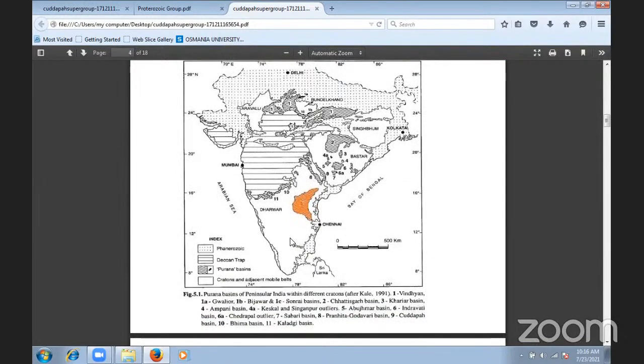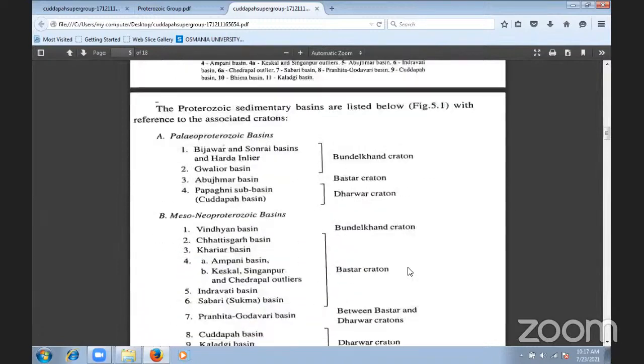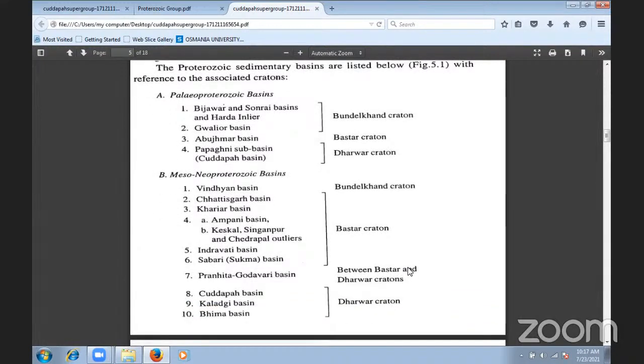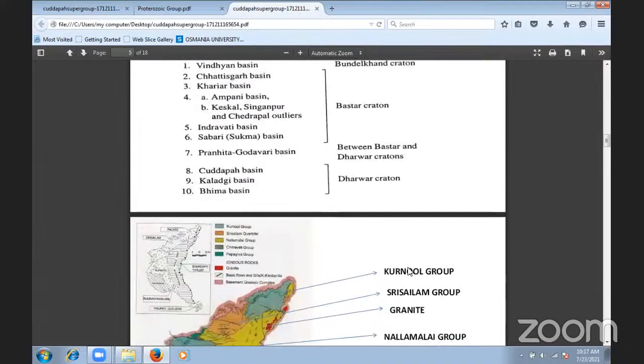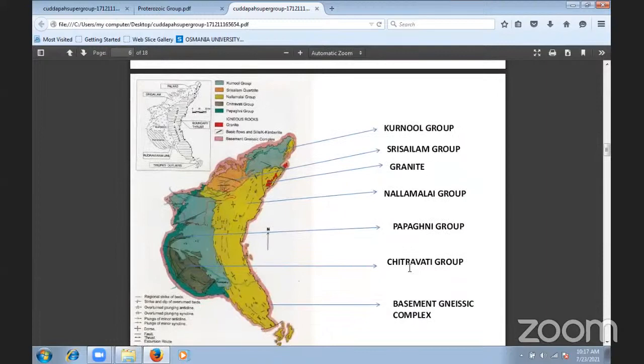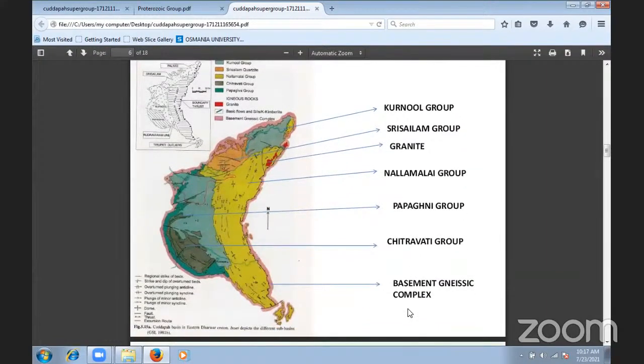Now you see here on our Indian map where the Kadapa basin is. It is in the east, in the eastern Dharwar Craton. Proterozoic sedimentary basins are given here. Yes, this is the Kadapa basin, and the basement granite gneiss complex surrounds it. The pink shows the basement gneiss complex.